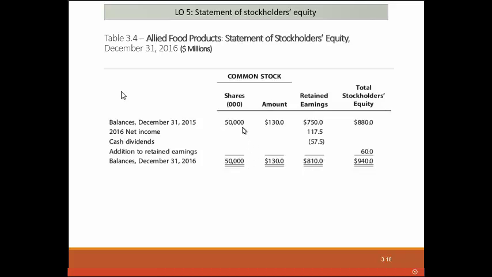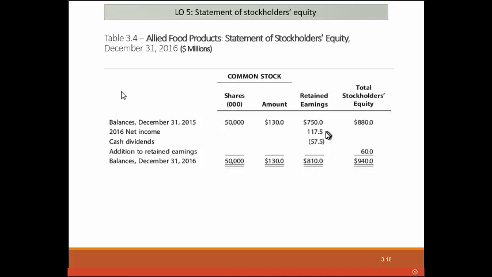It shows the shares that the company started the year with, the amount of book value of those shares, the beginning of the year retained earnings, and when you add the stock plus retained earnings, you get the total shareholders' equity at the beginning of the year. The next section of the statement of shareholders' equity shows you why amounts on the financing side of the balance sheet change. For example, retained earnings changes because of two reasons.